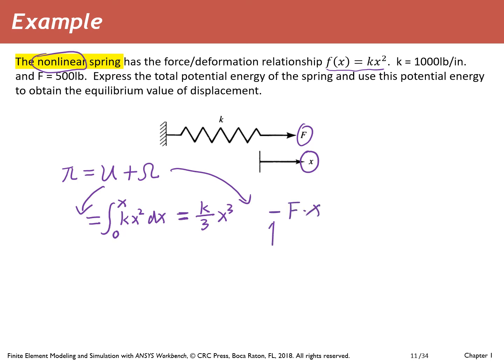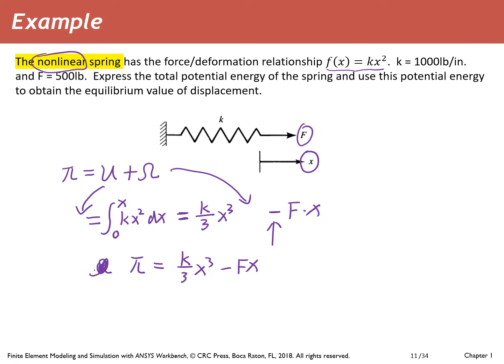This minus is because potential energy equals negative work done by this force. So that's where this negative value comes from. F times x is work, minus work is potential energy. So in total, the total potential energy Pi equals k over 3 x cubed minus Fx.